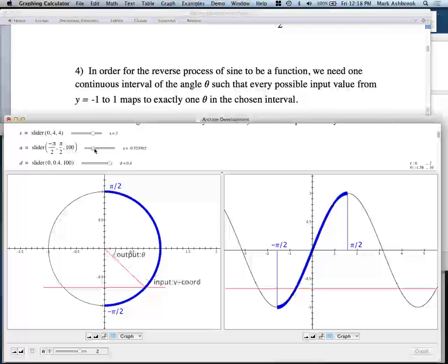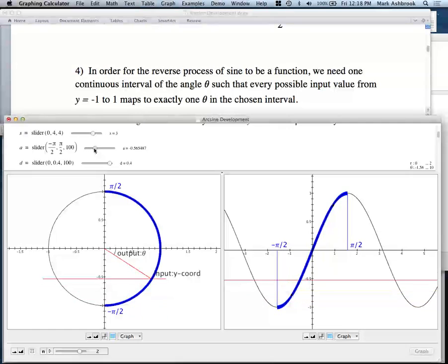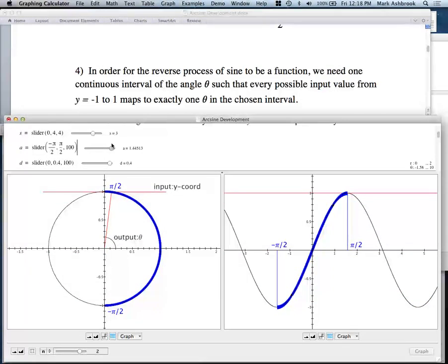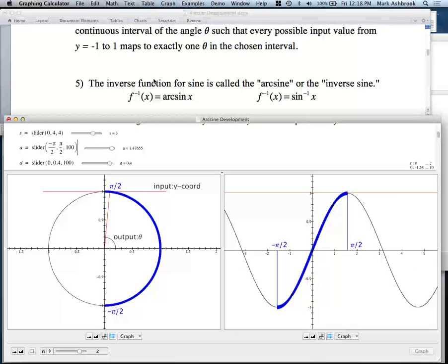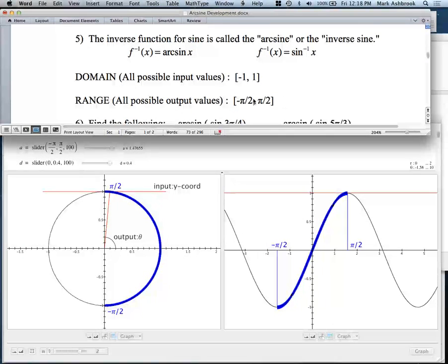So the input of the reverse process is vertical distance above horizontal diameter. The output is the corresponding angle that's between -π/2 and π/2. So now we have a function. And this is exactly what your calculator does. When you use the inverse process of sine, what we call the arcsine, it does this very thing, okay? It's going to only output one number.